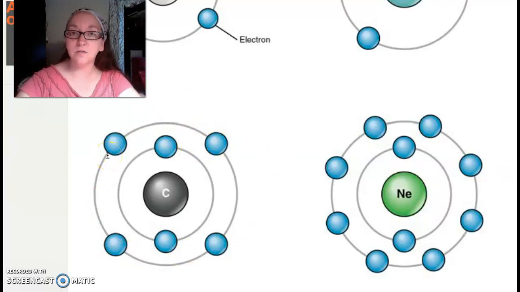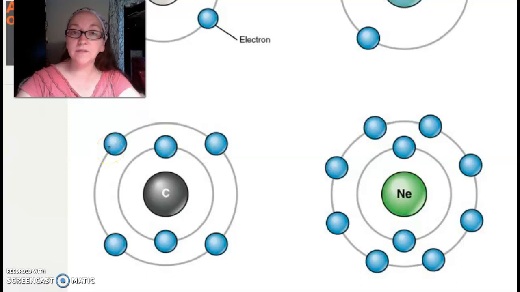We call it the octet rule, that the rings can hold 8, and that will make the atom happy. That will make it full and inert. It won't react if it has 8 because it's done. It's happy at that number of electrons.